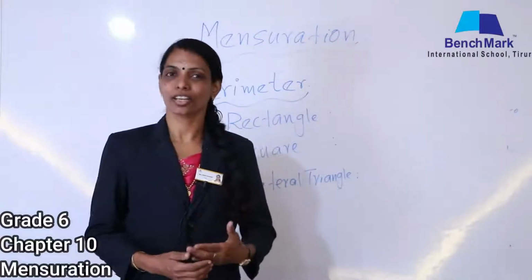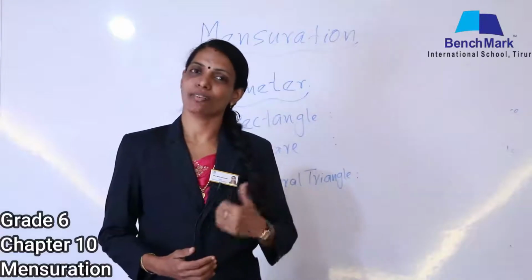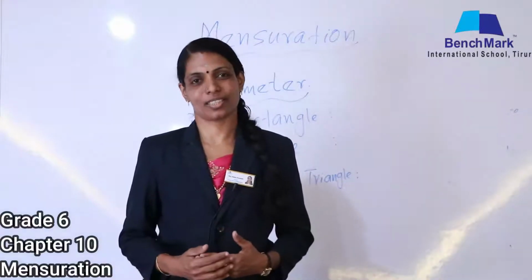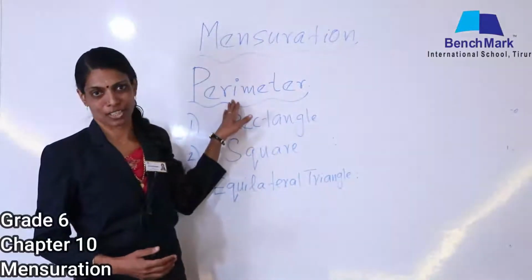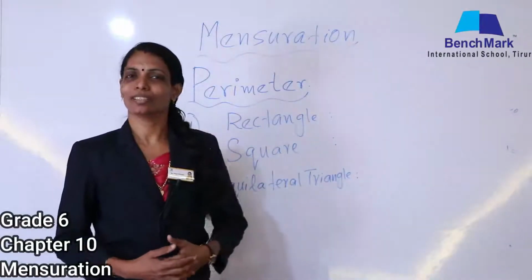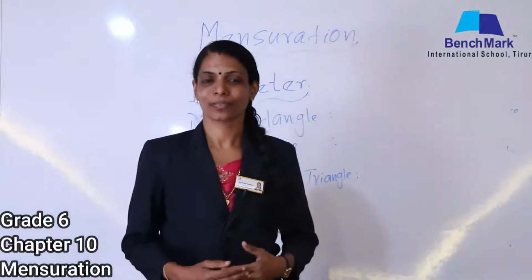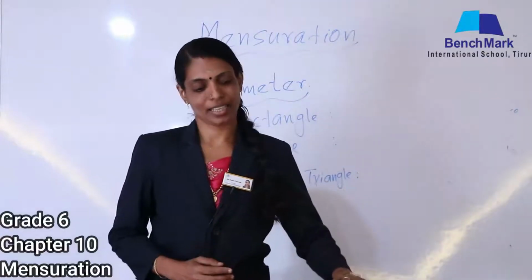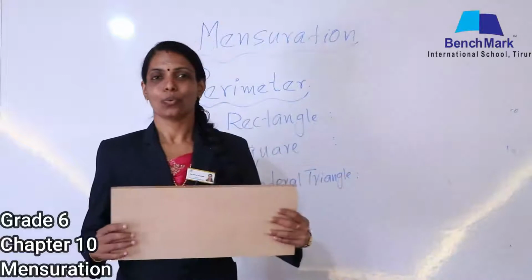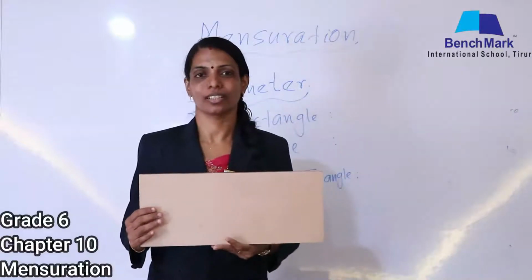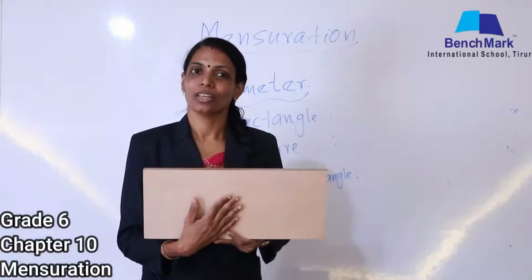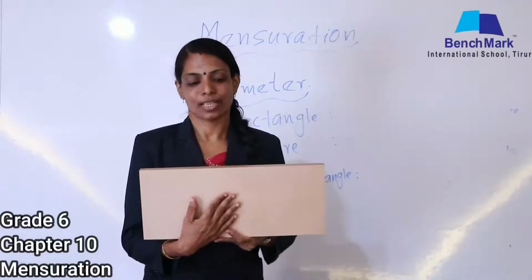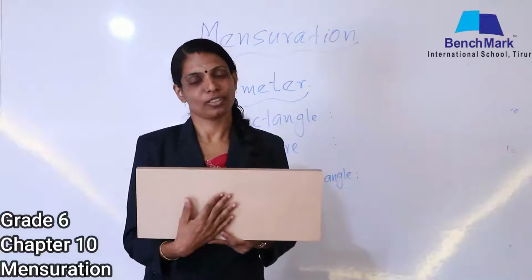So let's recall some of the terms that you have already learned in the previous years. The first term is perimeter. Do you remember the meaning of perimeter? Yes, let's take an example. What is the shape of this figure? Correct, it's a rectangle. So let's try to calculate the perimeter of this rectangle.